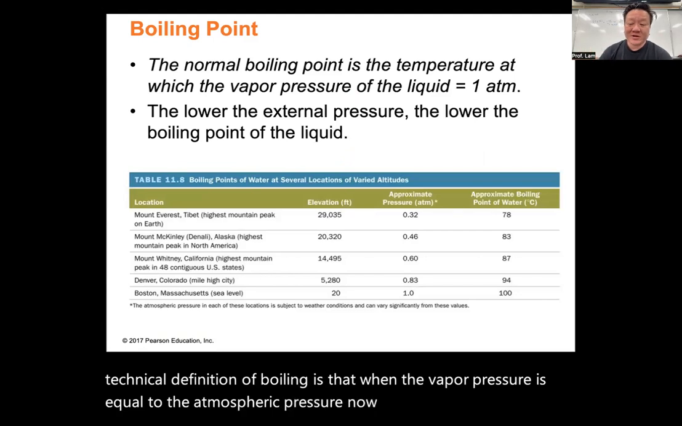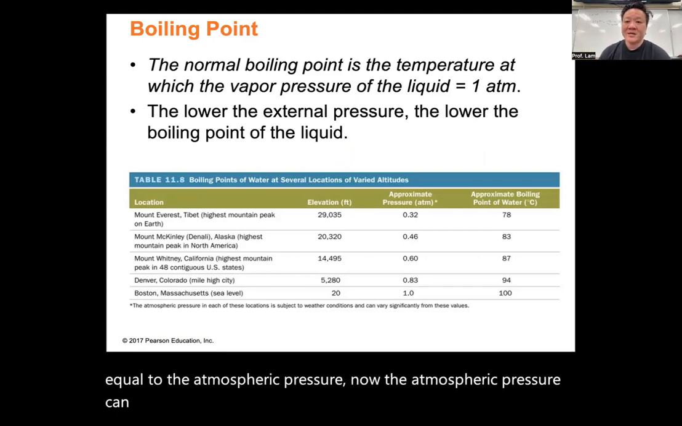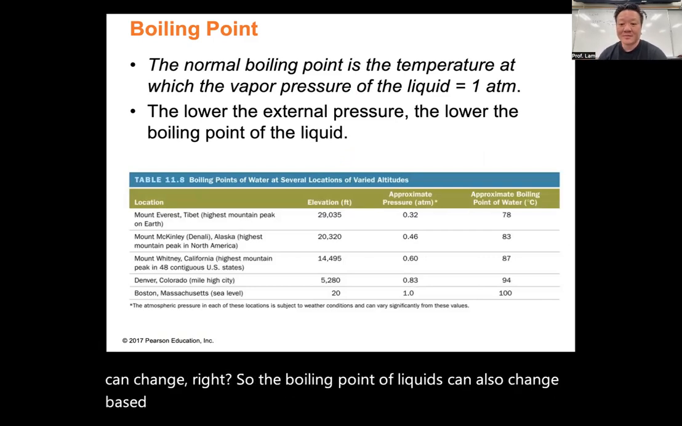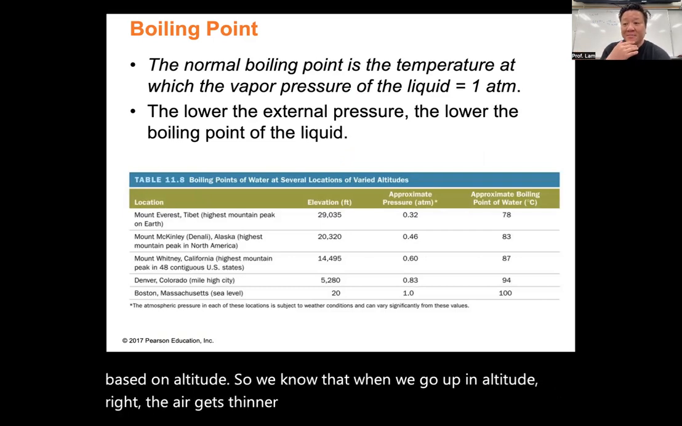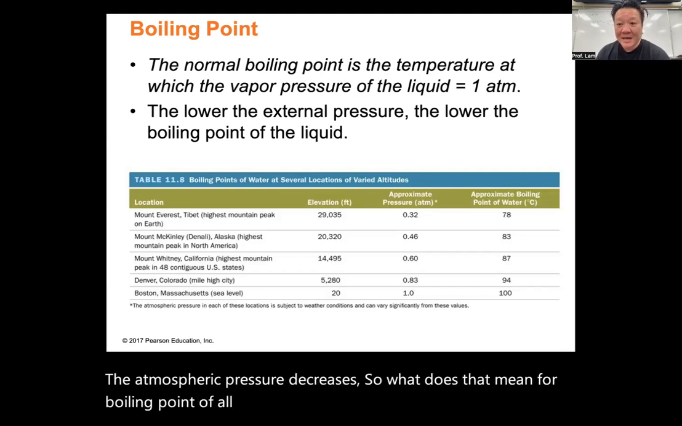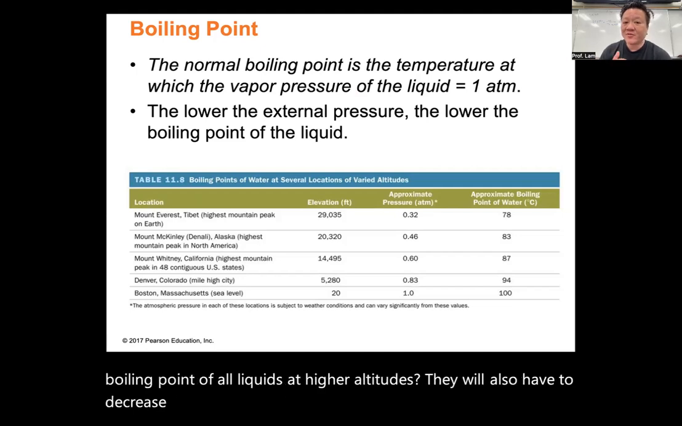Now, the atmospheric pressure can change, right? So the boiling point of liquids can also change based on altitude. Okay. So we know that when we go up in altitude, the air gets thinner, meaning the atmospheric pressure decreases. So what does that mean for the boiling point of all liquids? At higher altitudes, it will also have to decrease.